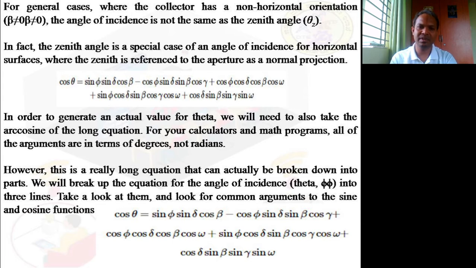as a normal projection. If that is the case, the angle theta is given by sin phi into sin delta into cos beta minus cos phi into sin delta sin beta and cos gamma. We have come across all the angles: azimuth angle, declination angle, tilt angle, and then the zenith angle. We have taken all the angles over here.